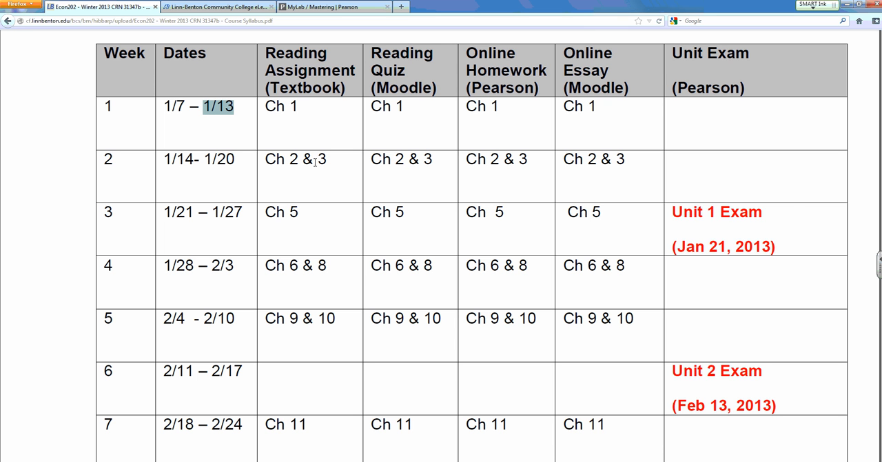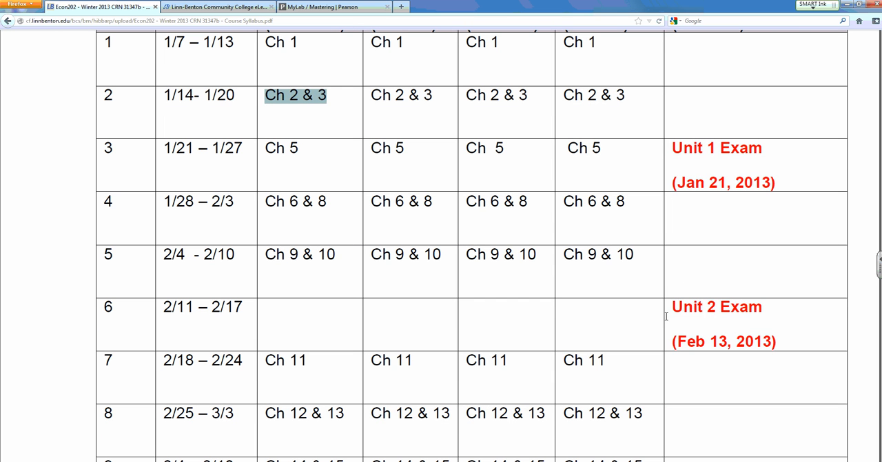That's true about the other weeks. All assignments for each week are due, again, at 11:55 p.m. on that Sunday of that week, other than the exams. So notice in week 6, you have a Unit 2 exam, and that is due at 11:55 p.m.